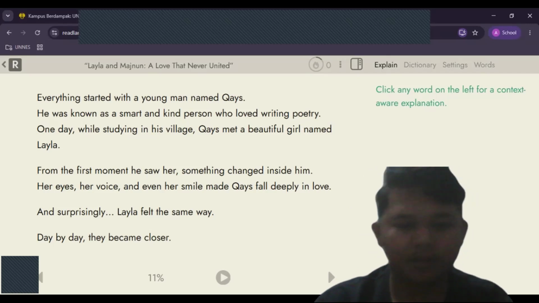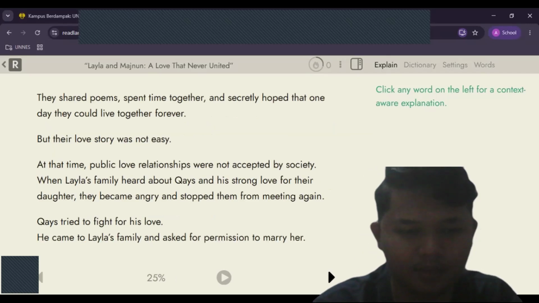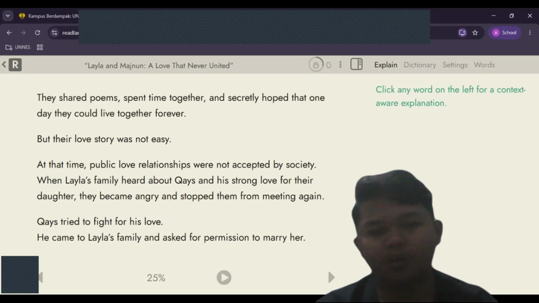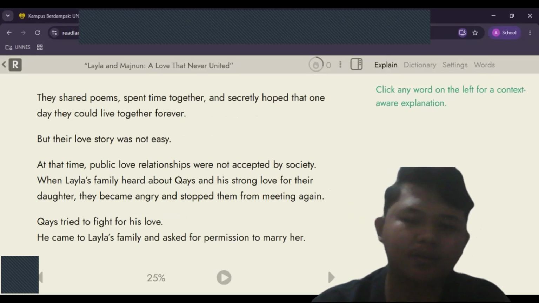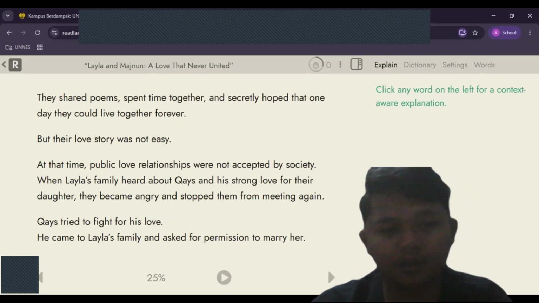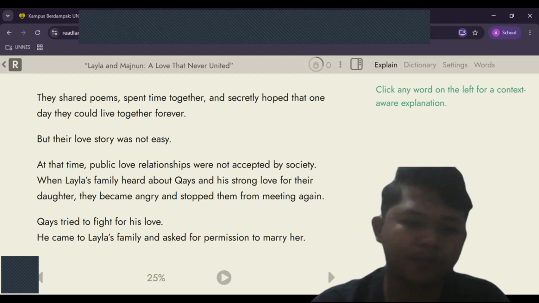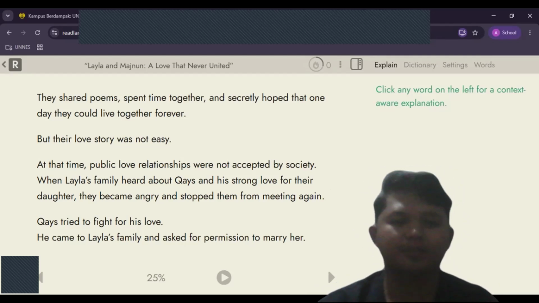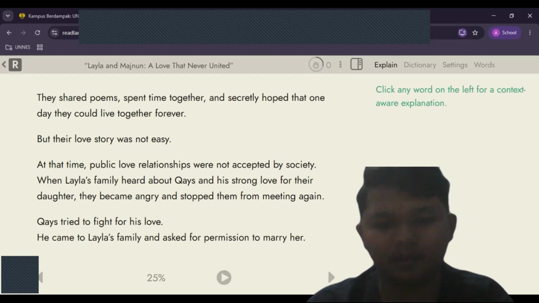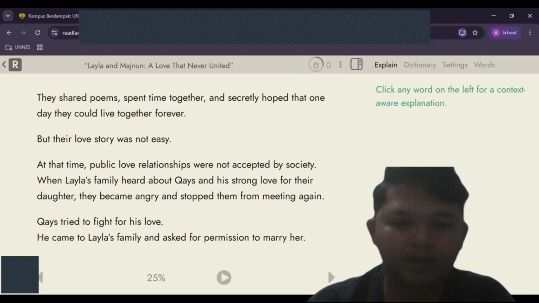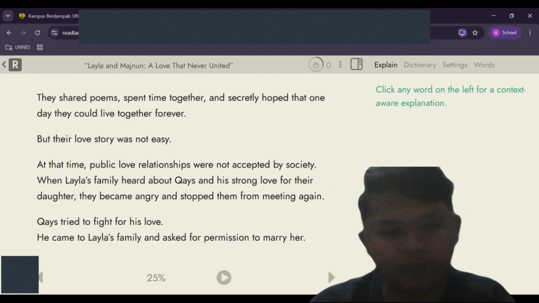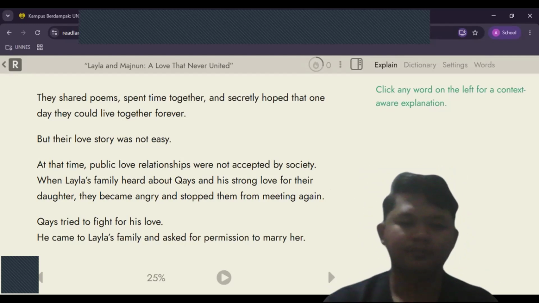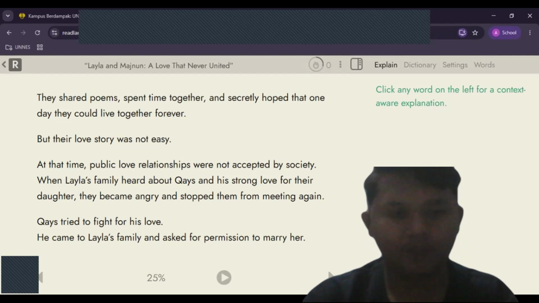Day by day, they became closer. They shared poems, spent time together, and secretly hoped that one day they could live together forever. But their love story was not easy. At that time, public love relationships were not accepted by society. When Laila's family heard about Qais and his strong love for their daughter, they became angry and stopped them from meeting again. Qais tried to fight for his love.